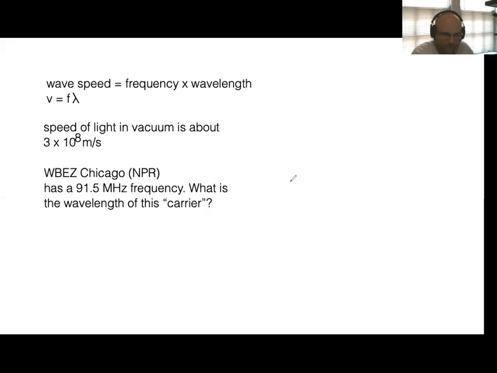Going to my board here, I have a reminder of what the wave speed equation is. Wave speed equals frequency times wavelength, and I use the Greek letter lambda to represent wavelength. In vacuum, the speed of light is about 3 times 10 to the 8 meters per second. That's true to a couple of significant figures too, so I could write 3.00 and it would be just as true.